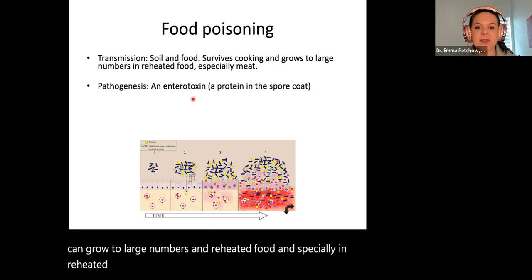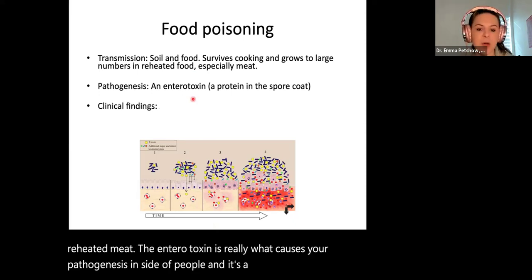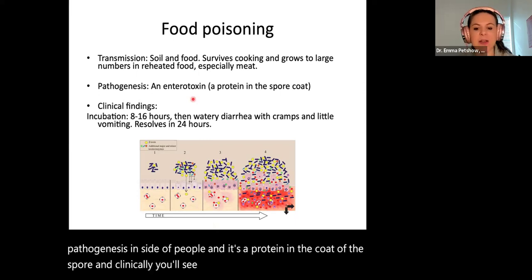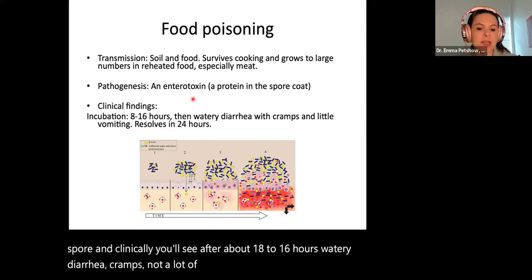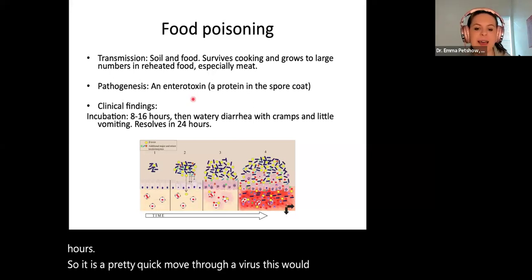The enterotoxin is really what causes your pathogenesis inside of people, and it's a protein in the coat of the spore. And clinically, you'll see after about 8 to 16 hours, watery diarrhea, cramps, not a lot of vomiting, typically resolving within 24 hours. So it is a pretty quick move through you. This would be like your 24-hour flu that goes through you.